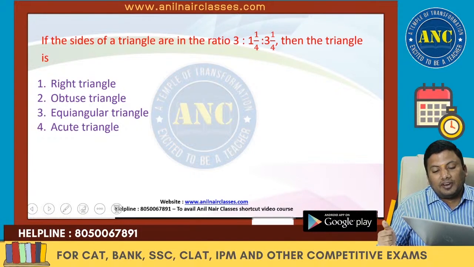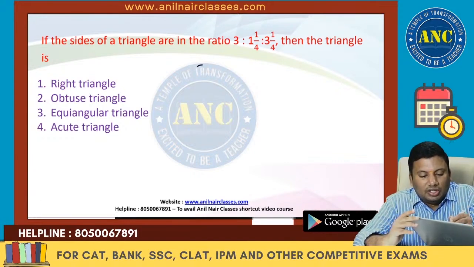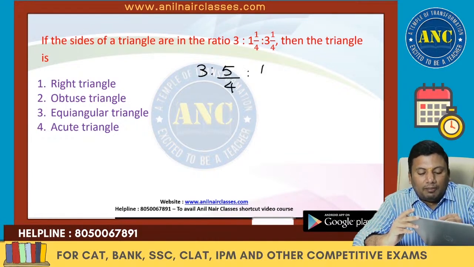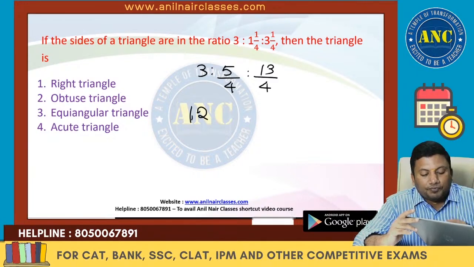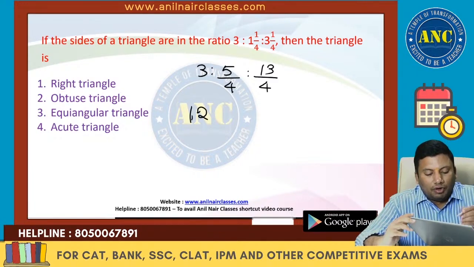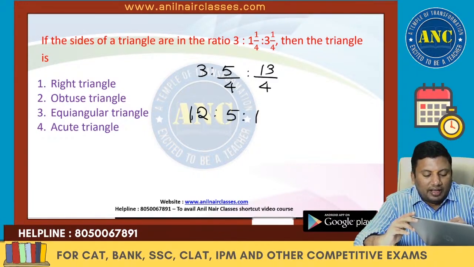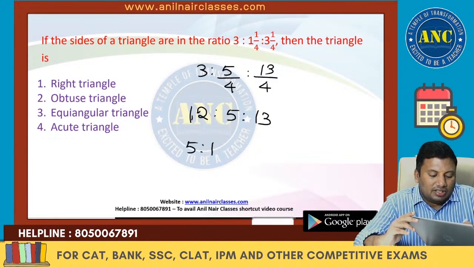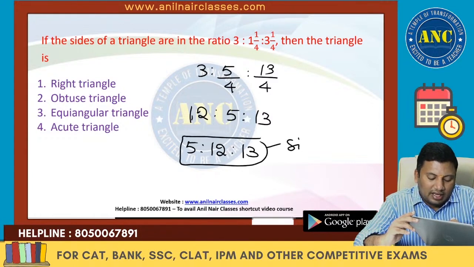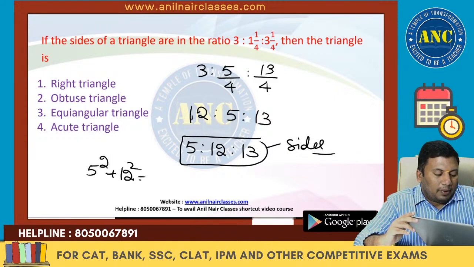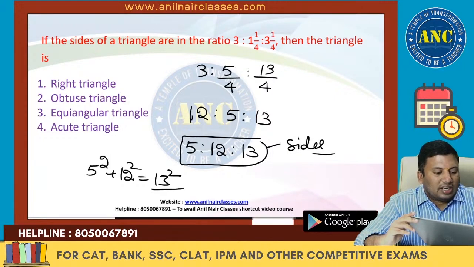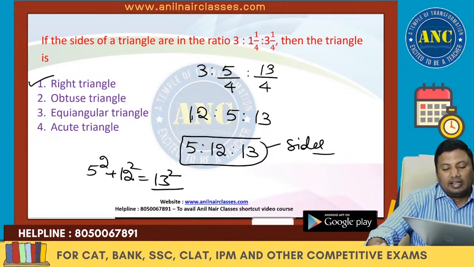If the sides of a triangle are in the ratio 3 is to 1 by 4 is nothing but 5 by 4, and 3, 1 by 4 is nothing but 13 by 4. Multiply by 4, it is nothing but 12, 5 and 13. So 5 is to 12 is to 13. These are nothing but the sides of a triangle, and it is forming a Pythagorean triplet. 5 square plus 12 square is 13 square. So it is a right angled triangle.